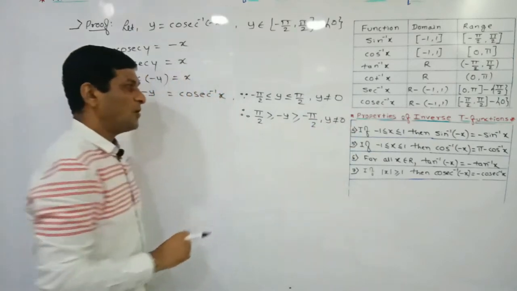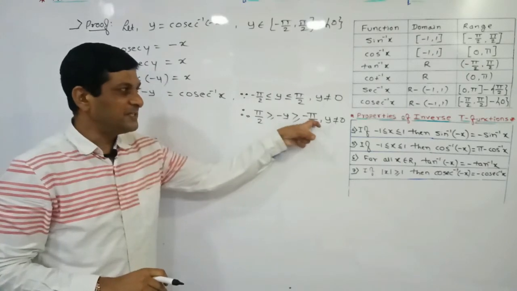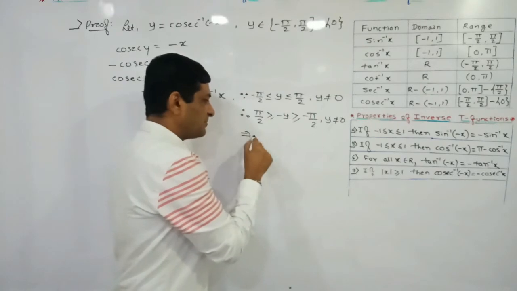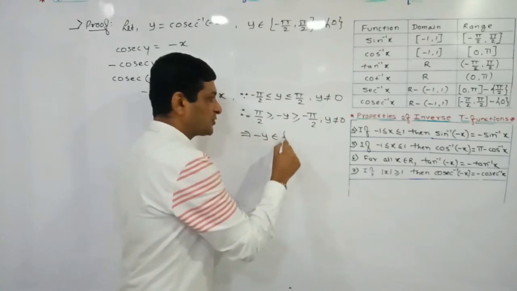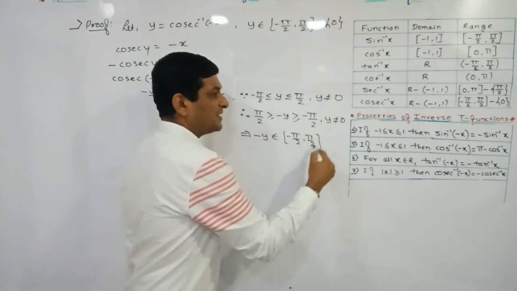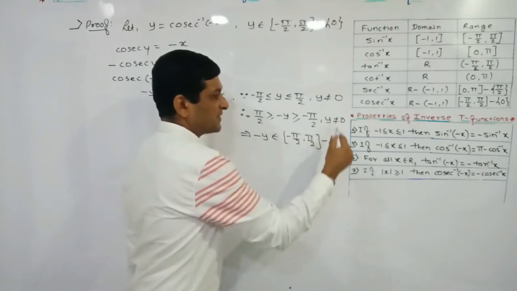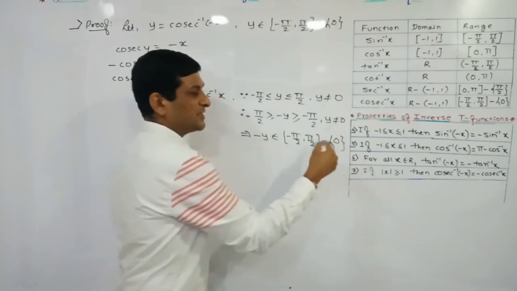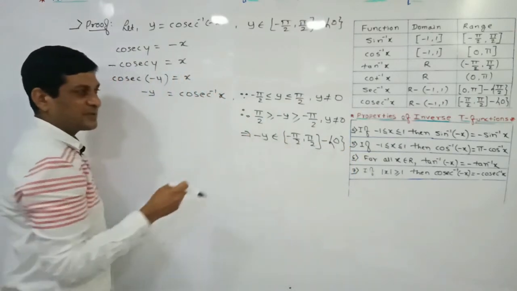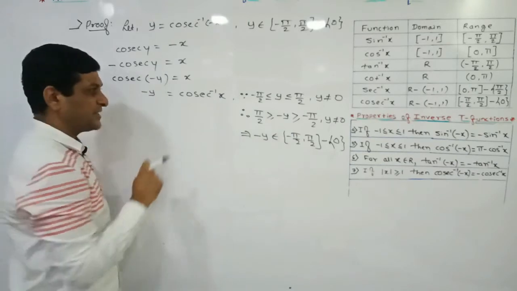0. Now we have proved that minus y lies in which interval? Minus pi by 2 to plus pi by 2. So this implies that minus y belongs to minus pi by 2 to plus pi by 2, and here the difference is what? 0. y is not equal to 0. Now since minus y lies in this interval, that's why it can be considered as the principal value.